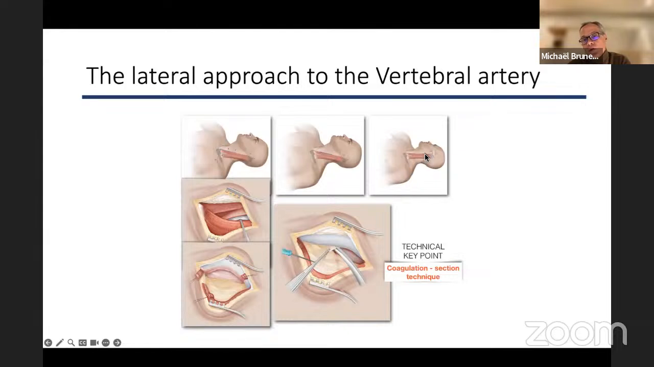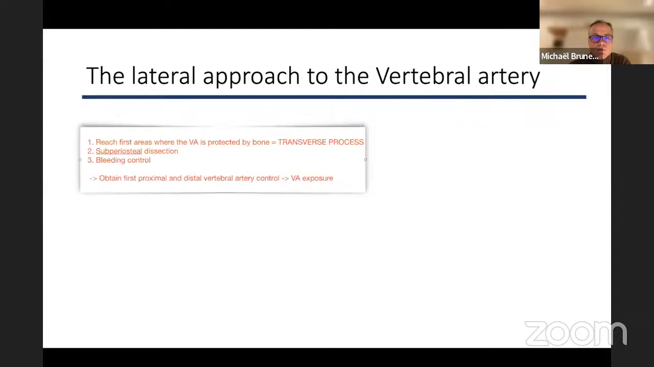The approach I will detail later on for the craniocervical junction is in fact the same dissection along the medial border of the sternocleidomastoid muscle, but then you turn around the mastoid, and through this access you will have an approach to the levels of C0, C1, C2.